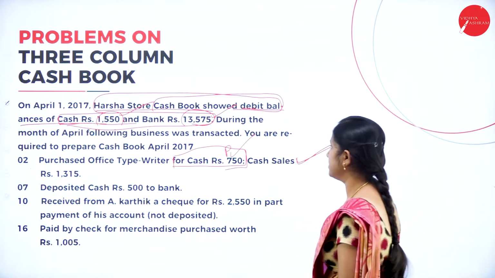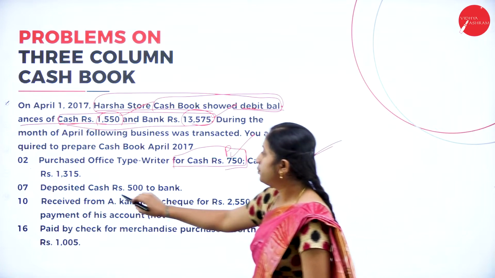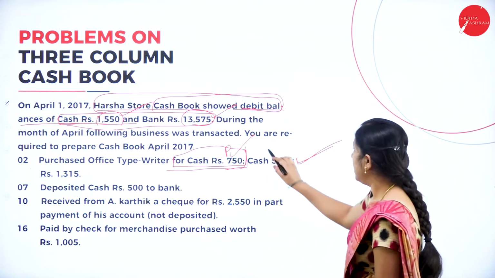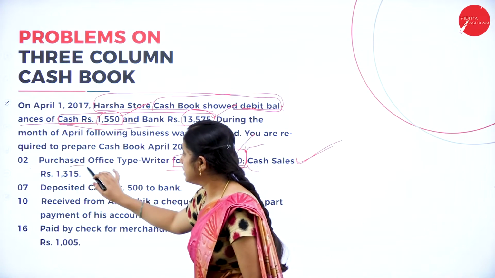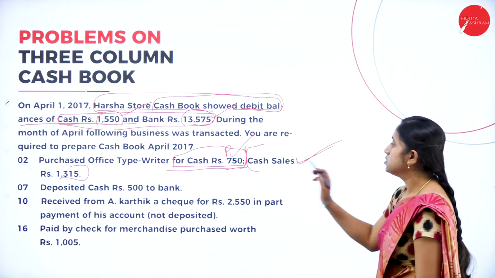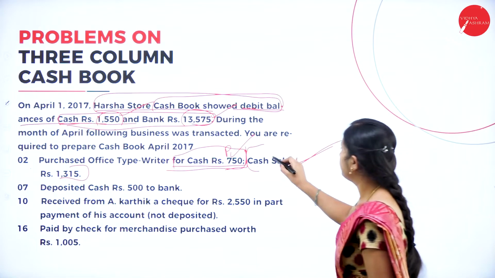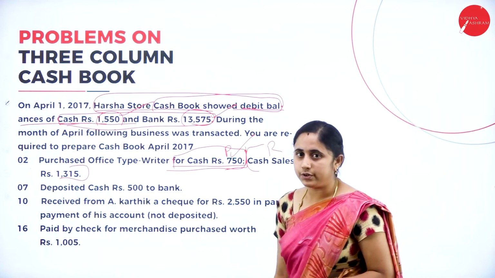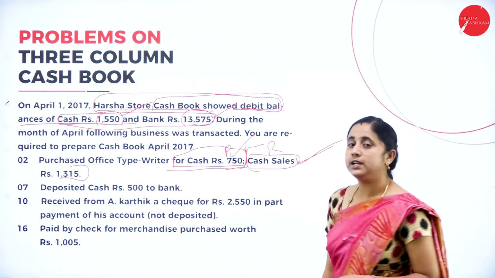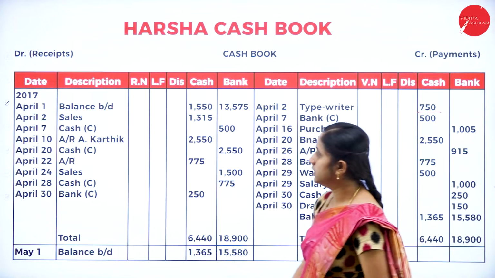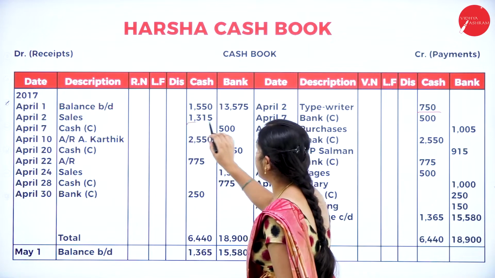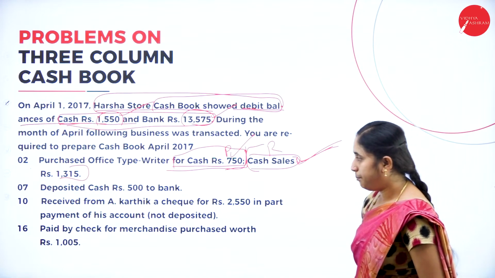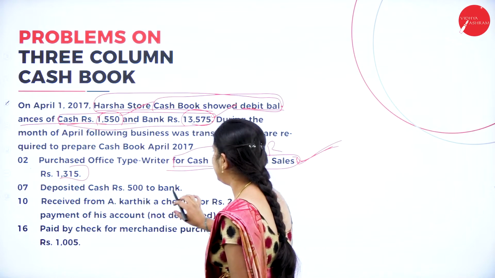First one is the purchase transaction. Again, on the same date, you made cash sales of rupees 1,315. This is a receipt, so on the receipt side, that is the debit side, write sales 1,315. This is cash sales, so the amount should be written in the cash column. Here, sales in the cash column, 1,315.